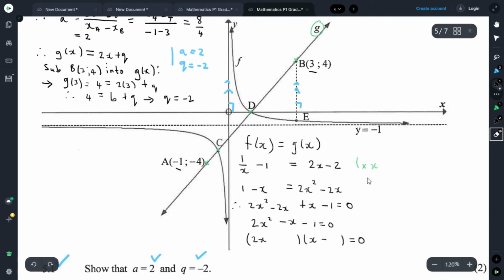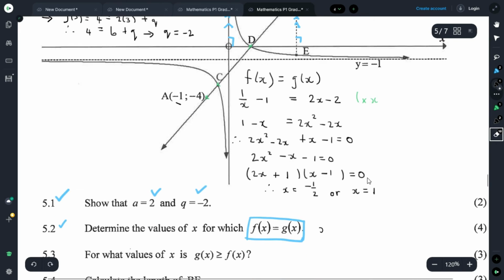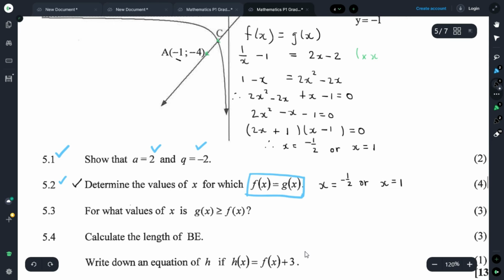We can add negative 1 there, positive 1 there. You can verify that. So therefore x should be equal to negative half, or x should be equal to positive 1. So those functions intersect when x is equal to negative half or x is equal to positive 1. Right, let's have a look at 5.3.